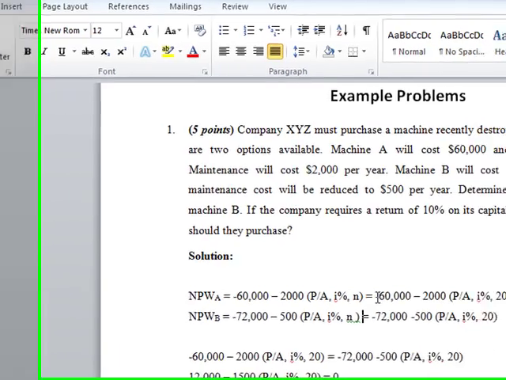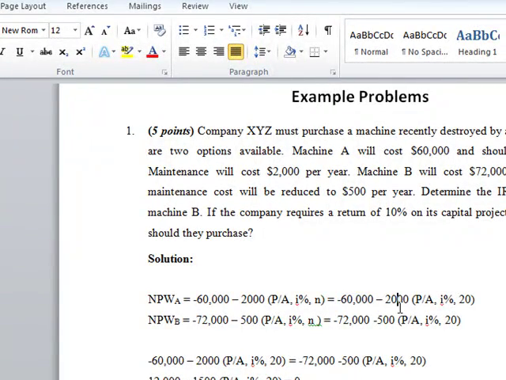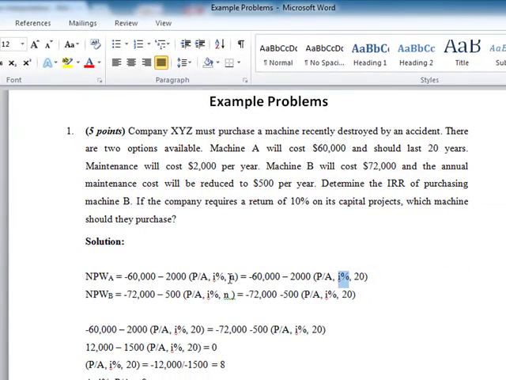So that is equivalent to minus 60,000 initial cost minus 2,000 multiplied by P given A. We don't know the interest rate. That is what we need to find out, the internal rate of return. So I will keep it as it is, I%, and N is the number of years, which is 20 years. So I put 20 years there, right? So that's my final expression for net present worth of machine A.